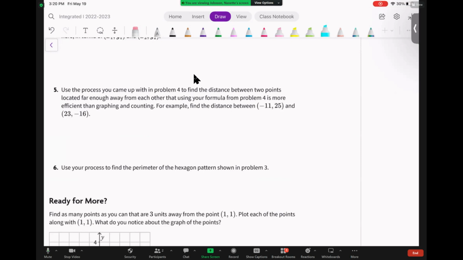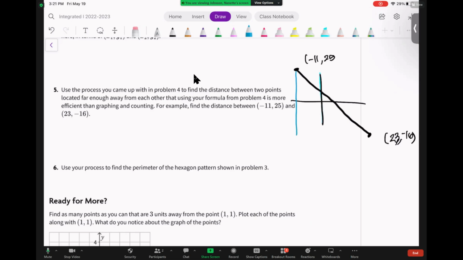So I'm going to graph both of these kind of like in the air, not on a grid, rather. It says 23 comma negative 16. So 23 comma negative 16 probably looks somewhere right here. And the other point is negative 11 up 25, which probably looks right here. Negative 11 comma 25. And so what I want to do is I want to find the distance between these two. And then the way I do that is I'd find the vertical and the horizontal distance that way, and then I'm pretty much done.